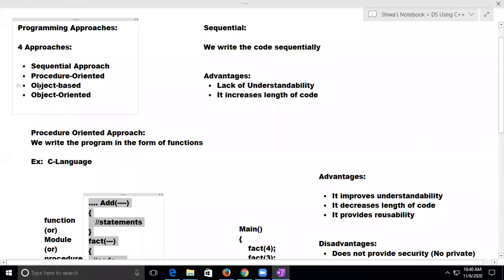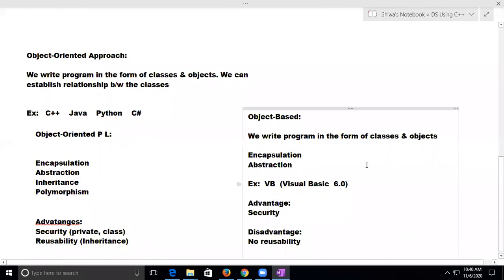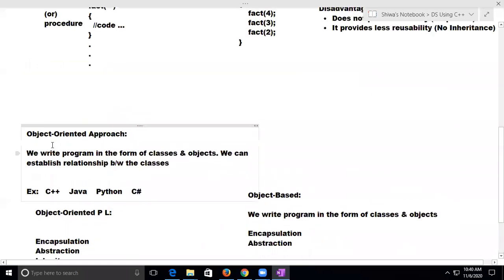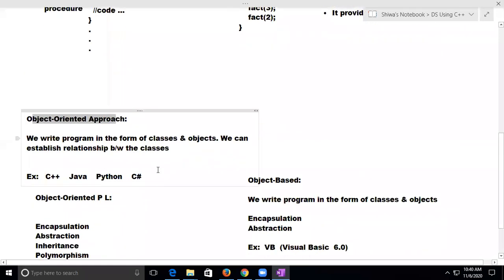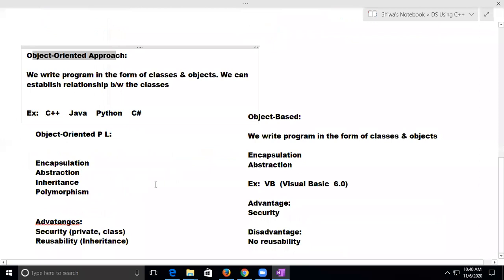Object based means we write the program in the form of classes. In the class we define properties and methods. Object oriented, same. We define a class. In the class we define properties and methods. But here we can establish relationships between the classes. In object based we cannot establish relationships between the classes. So object based does not support inheritance and polymorphism.